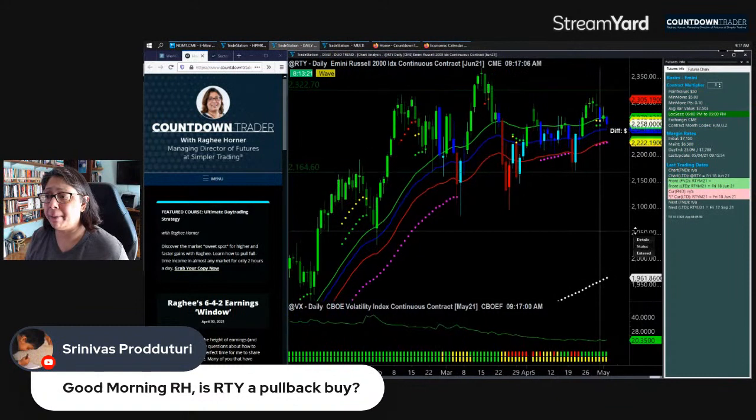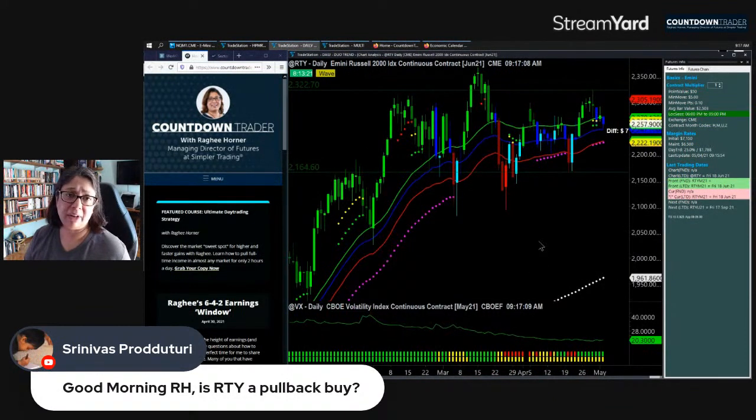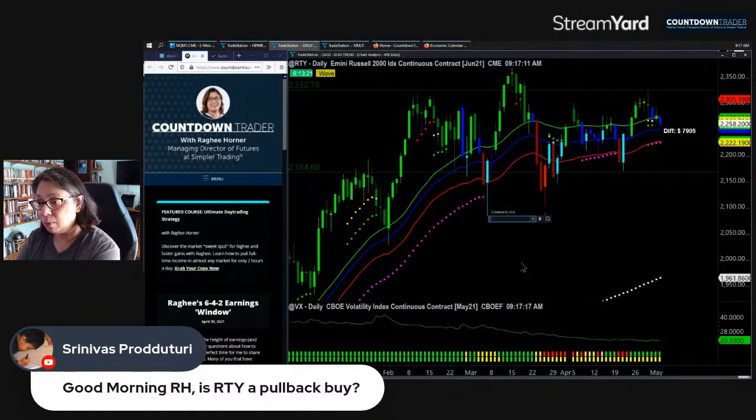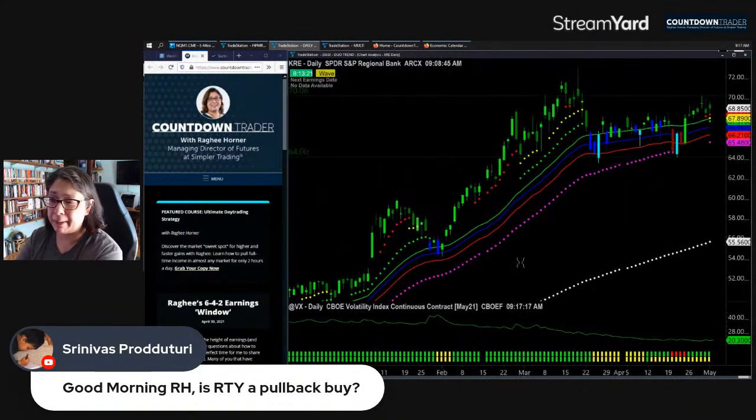I think a pullback buy around 2255, 2250 is buyable, but it's not a trend following pullback. So be aware of that. I think the KRE would be a better place to think about if you want a Russell-esque type position. I actually look at KRE in lieu of, say, IWM or Russell.